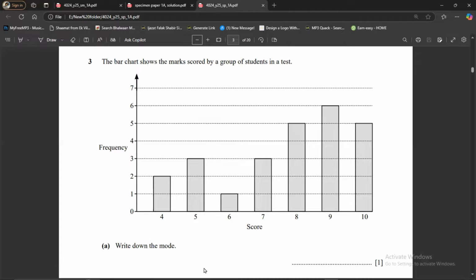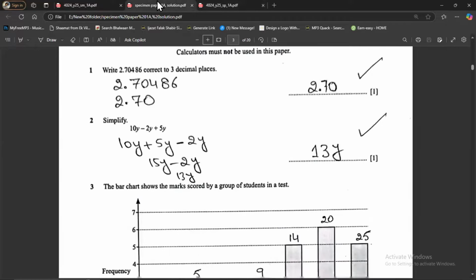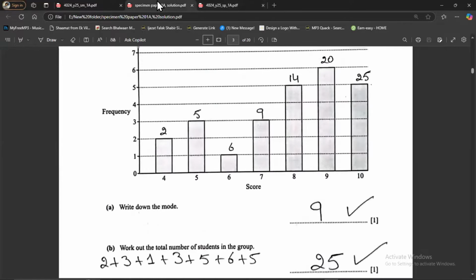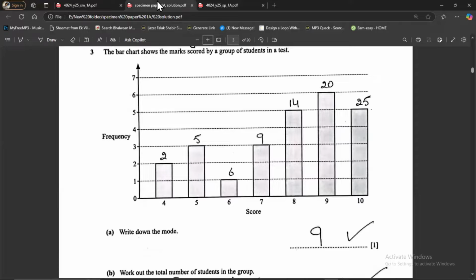He says write down the mode. Mode is that x value which has the highest frequency. The highest frequency is 6, and the value of x there is 9. So the mode will be 9. I hope you understand. The x value which has the highest frequency is the mode. So the highest frequency here is at 9, so the mode is 9.